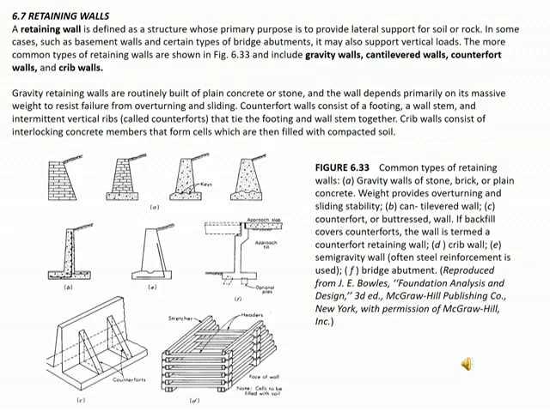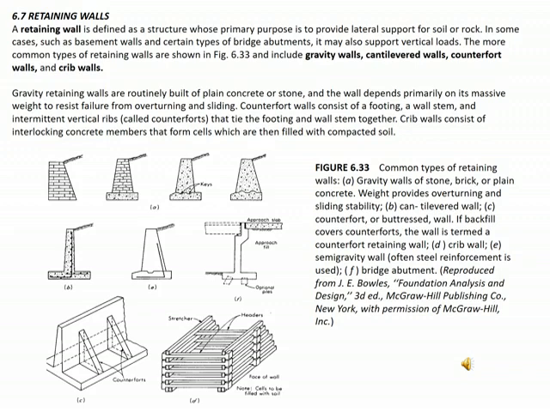The gravity retaining walls are routinely built of plain concrete or stone, so we utilize plain concrete or stone to build the gravity retaining wall. The wall depends primarily on its massive weight to resist failure from overturning and sliding. So to prevent overturning and sliding on the ground, we utilize this retaining wall. The counterfort walls consist of the footing, wall stem, and intermittent vertical ribs. This is the counterfort wall that ties the footing and the wall stem together.